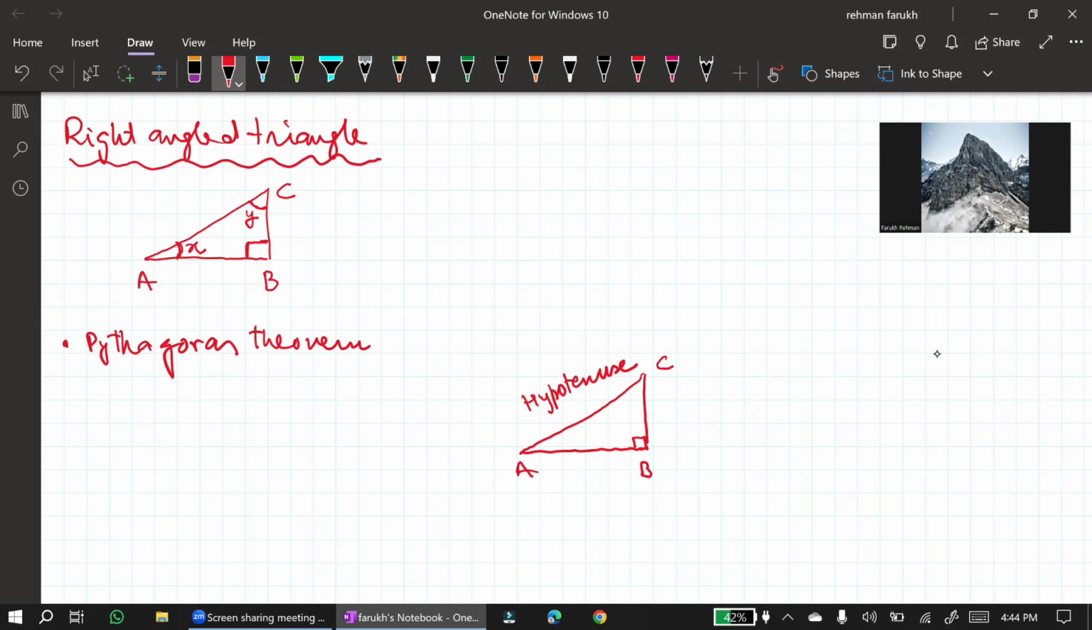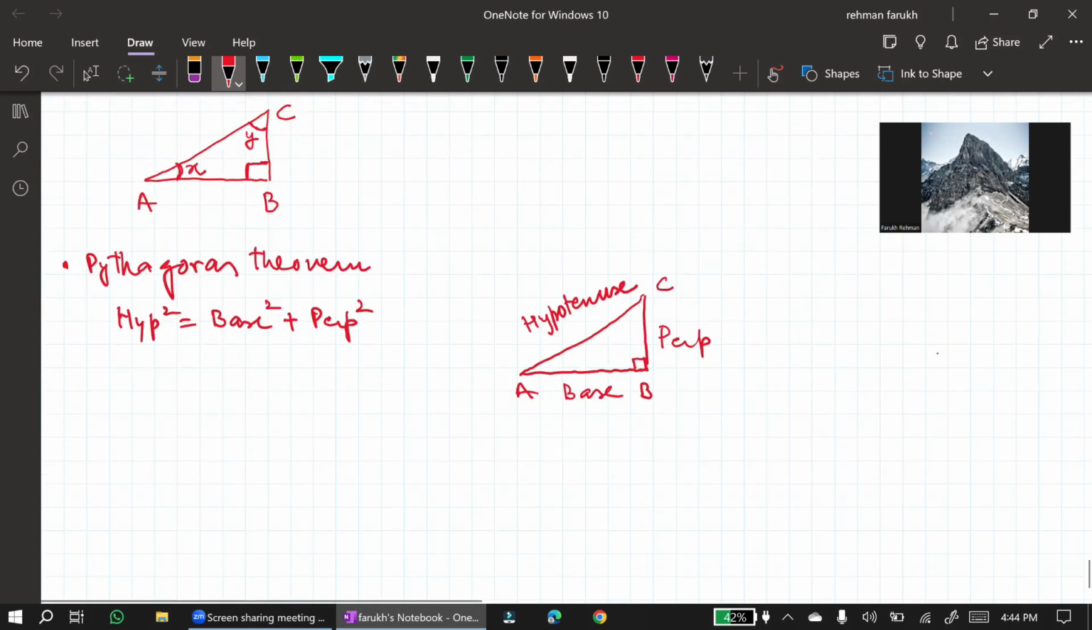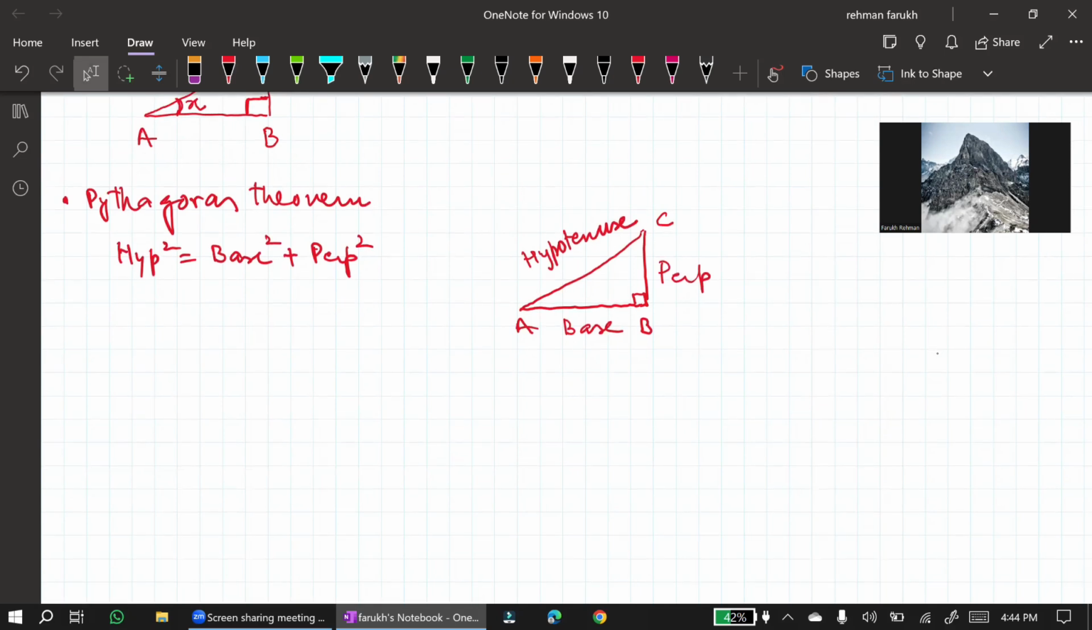Now, Pythagoras theorem states that hypotenuse square is equal to base square plus perpendicular square. Now we will name one side as perpendicular and the other one as base. We name BC as perpendicular and AB as base. This law is applicable to all the right angle triangles.